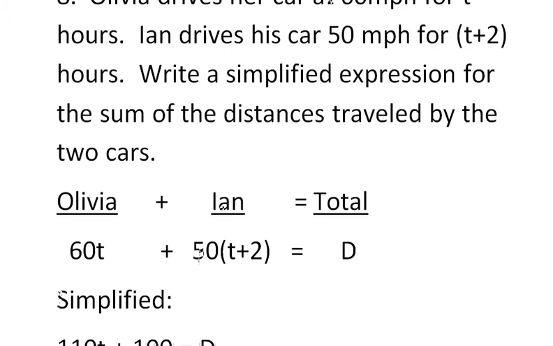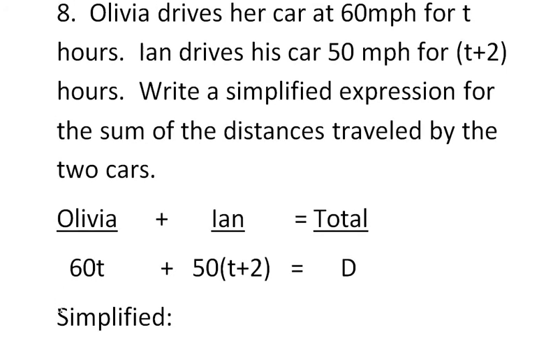Okay, so we're going to have Olivia's miles plus Ian's miles equals the total. So again, all we do is we go back and we say, okay, when I'm figuring out distance, distance is rate times time. We might even want to make a mention of that right here. So distance equals rate times time. So I look at this and I say, okay, Olivia went 60 miles per hour for T hours. Ian went 50 miles per hour for T plus 2 hours, and that's going to be our D.